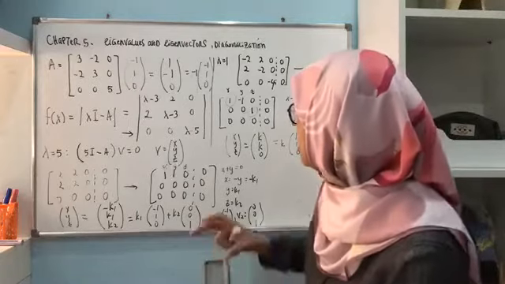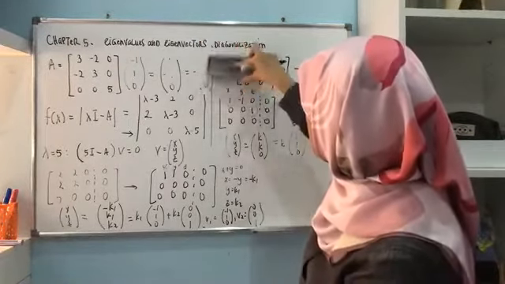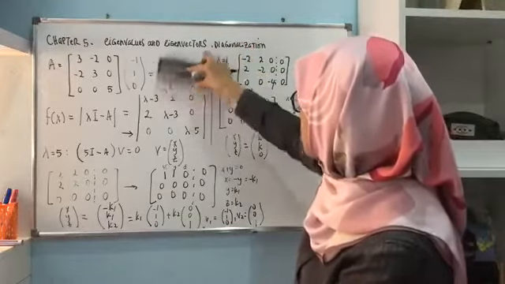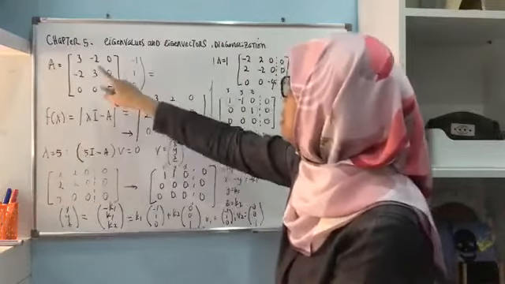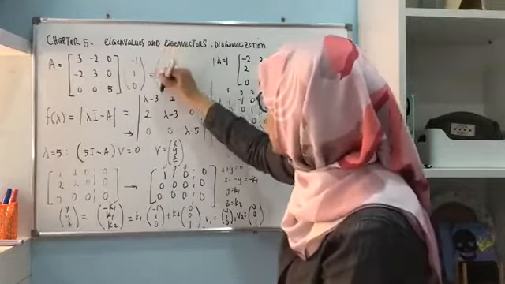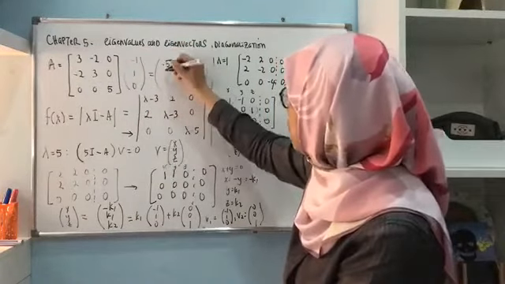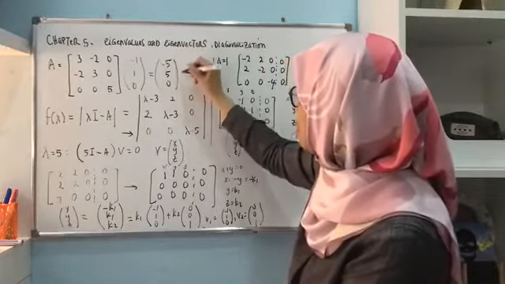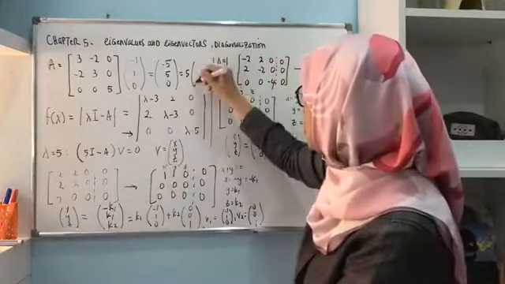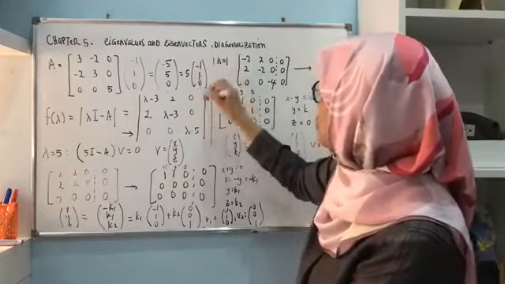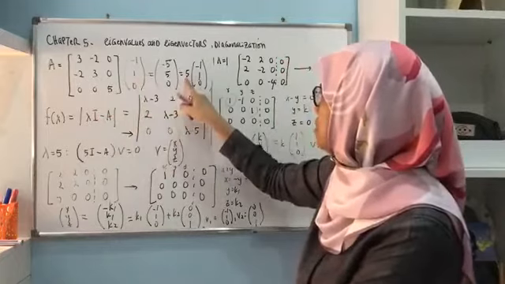No. This is wrong. Sorry. Your lambda is 5. So this is negative 3 minus 5, right? 5, 0. So this is 5, because lambda is 5, times negative 1, 1, 0, which is A V is lambda V.